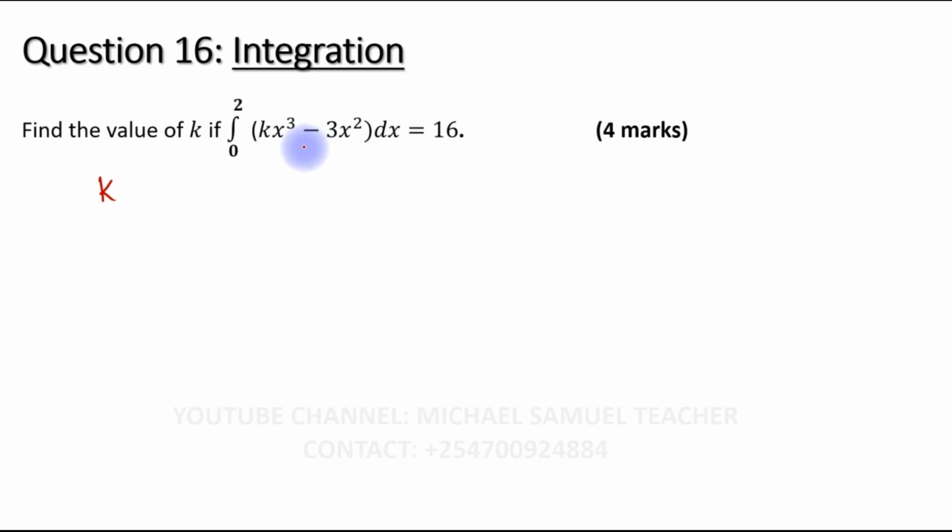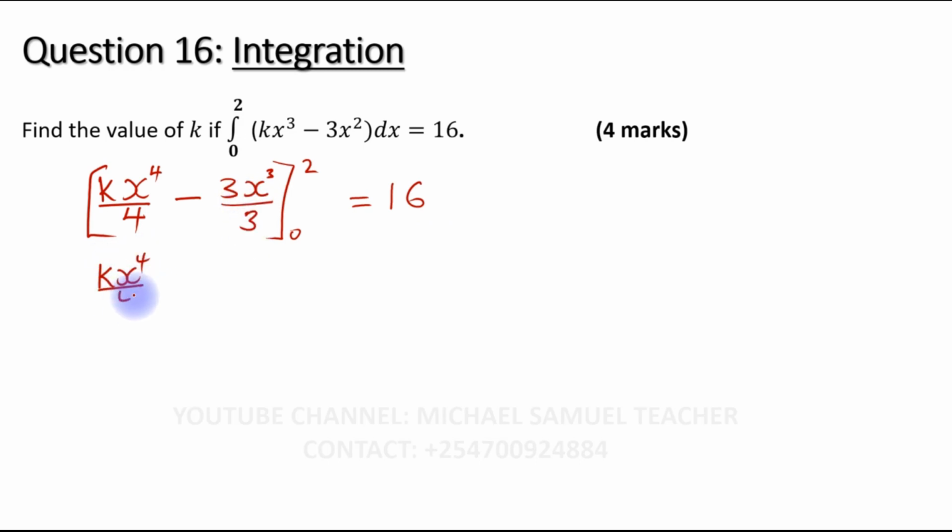So first we integrate this value. So x, the power of x, we add 1, we divide by the new power. So k, that x, if we add 1, it will be power 4, divided by the new power, which is 4, then minus 3x power 2 plus 1, which is 3, divided by the new power. So everything from 0 to 2 will be equal to 16. So let me just simplify this. That is kx power 4 over 4 minus x cubed, from 0 to 2, is equal to 16.